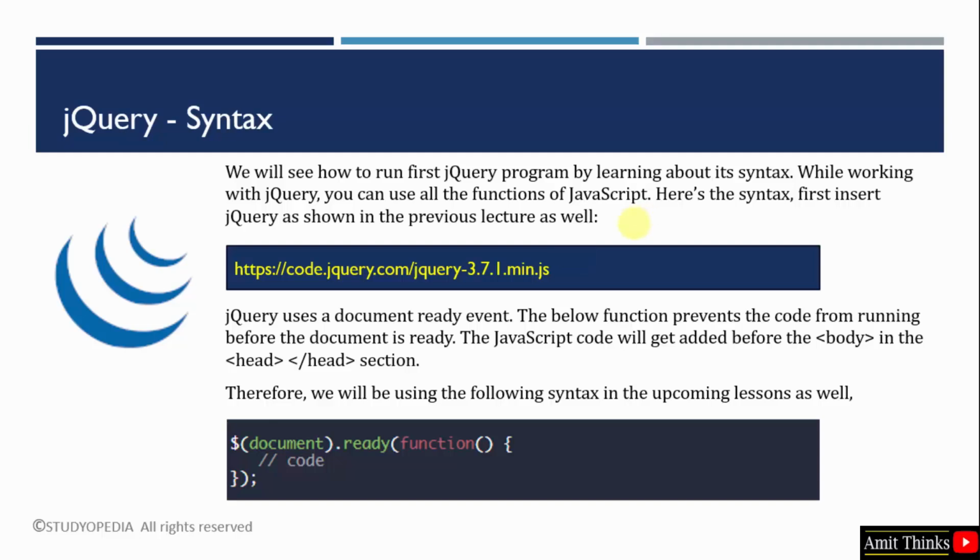jQuery uses the document ready event, $, after that the following. So why will we add this function? This is the syntax. This will prevent the code from running before the document is ready. That's why the function name is self-explanatory. You need to add this JavaScript code before the body in the head section. In the previous lecture also I have shown that you need to add this under the head section.